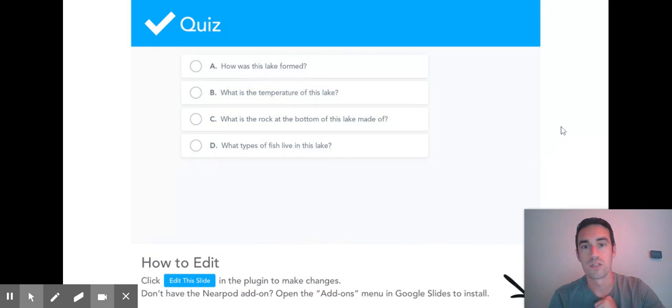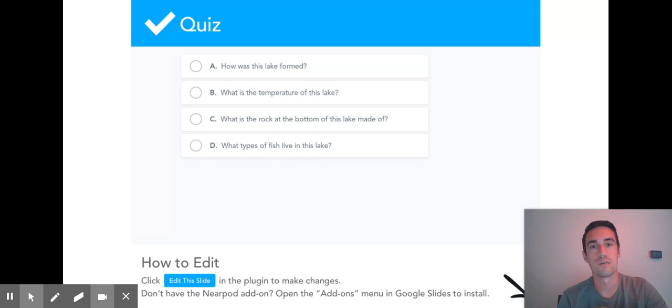The question you already answered was, which of these questions would a scientist use a model to try and answer? You should have selected A, how this lake was formed. For the temperature of the lake, all you have to do is use a thermometer or a tool to measure the temperature. What is the rock at the bottom of this lake made of? We could go get that rock and actually test its composition and see what it is made of. And what types of fish live in this lake? We can observe the lake and try and record all the types of fish. We don't need a model for any of those.